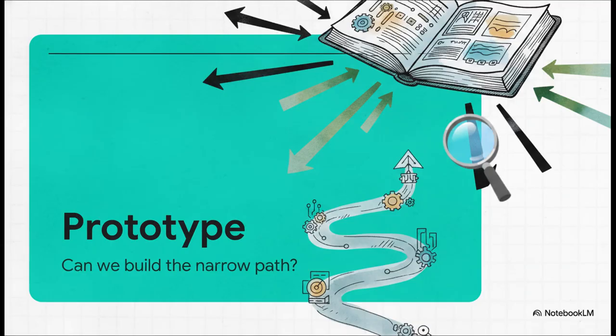Okay, moving on to the prototype stage. This is all about focus. Our one and only goal is to ship a working, highly focused version of the tool, what we call the narrow path, and write those outputs directly back into that system of record we just found.